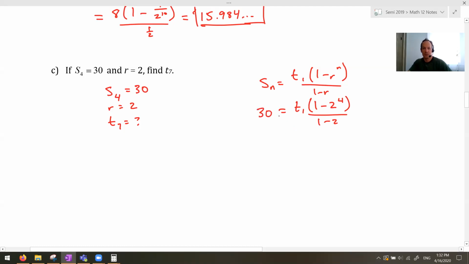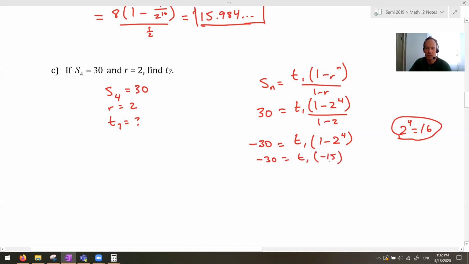Okay, so now we've formed an equation with one variable, and we've got to solve. So we're going to take this to the other side. 1 minus 2 is negative 1, so when I bring it over here, this will be negative 30 equals T1 times 1 minus 2 to the power of 4. I think we can do this one with the calculators in our brain. 2 to the power of 4 is, let's see, 2, 4, 8, 16. So this is actually going to become T1 times negative 15. 1 minus 16 is negative 15. So what we can figure out is T1 is equal to 2. So the first term is 2.